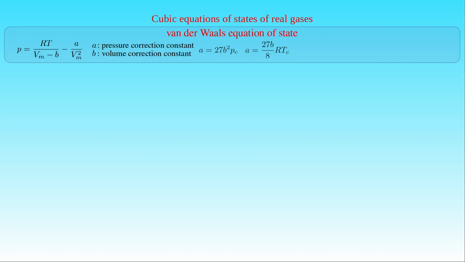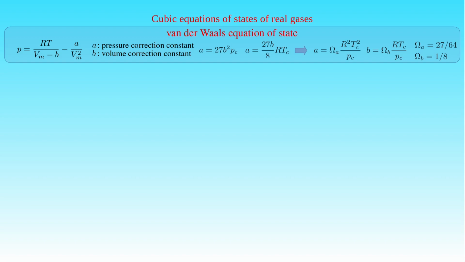As a result, the van der Waals constants A and B can be written as omega A times R squared times Tc squared over Pc, and omega B times R times Tc over Pc, where the constants omega A and omega B are equal to 27 over 64 and 1 over 8, respectively.